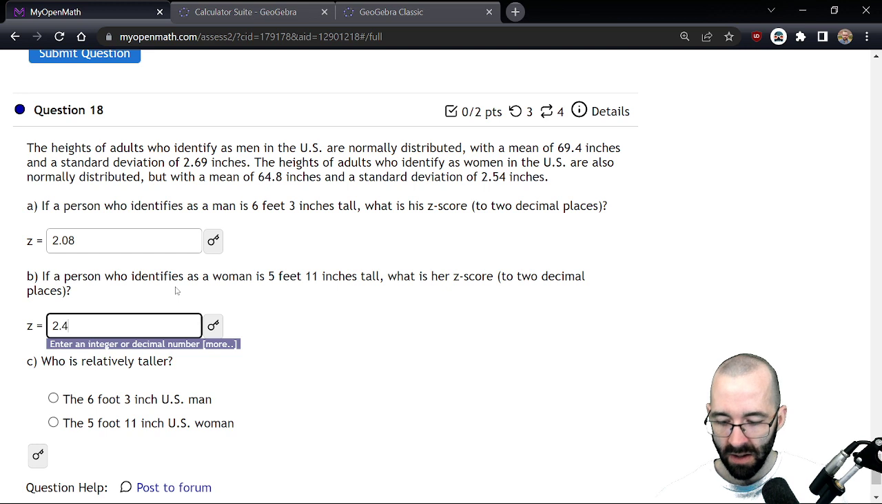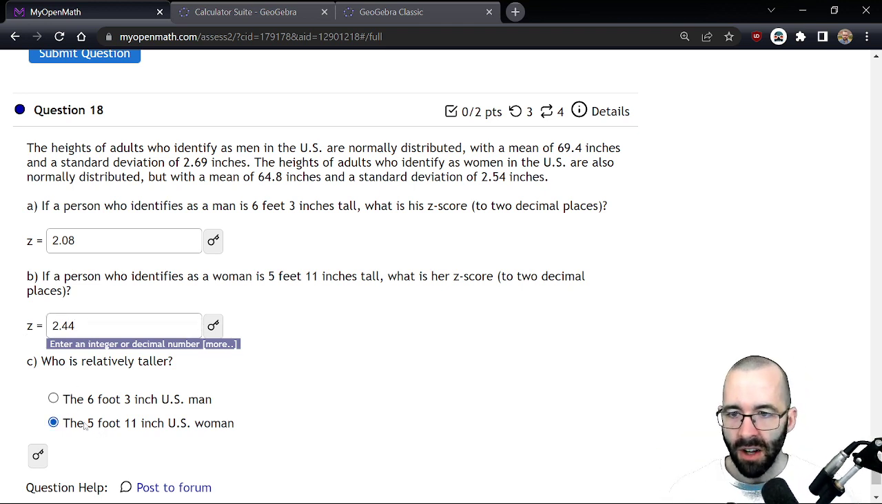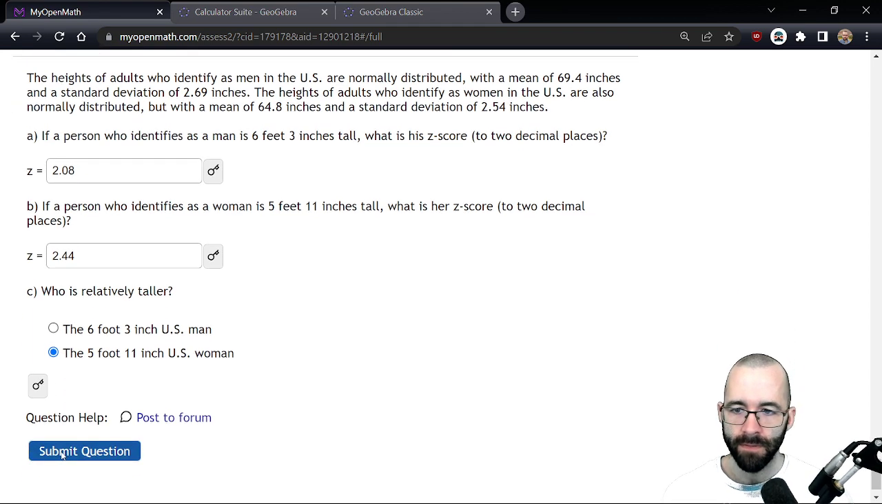2.44. So even though the man is taller, 6'3", the woman is relatively taller. She's more standard deviations above the mean. If she were more standard deviations below the mean, she would be relatively shorter. So in C, who's relatively taller? The woman is here. She's more standard deviations above the mean.